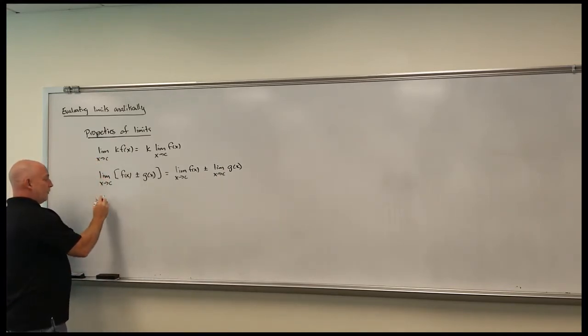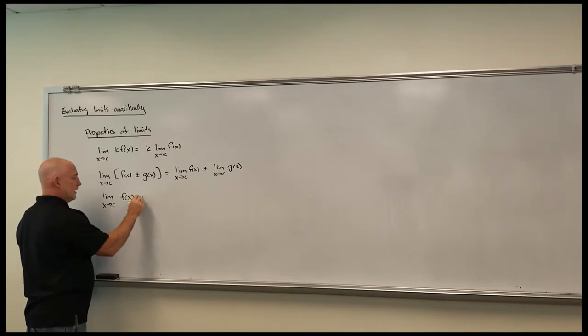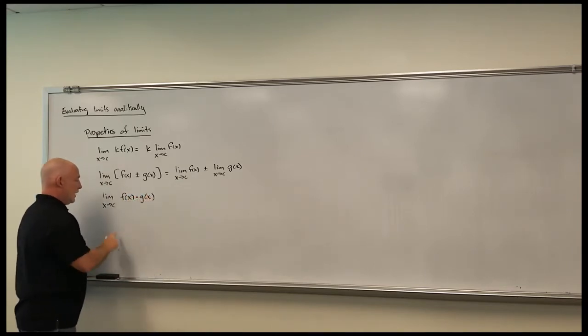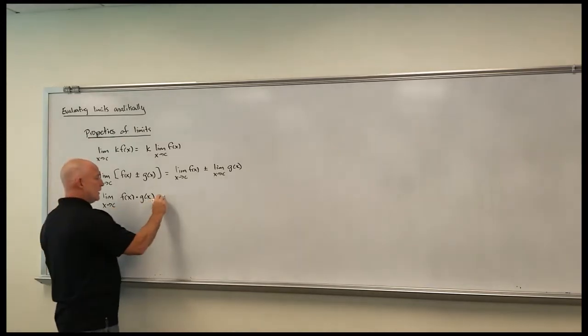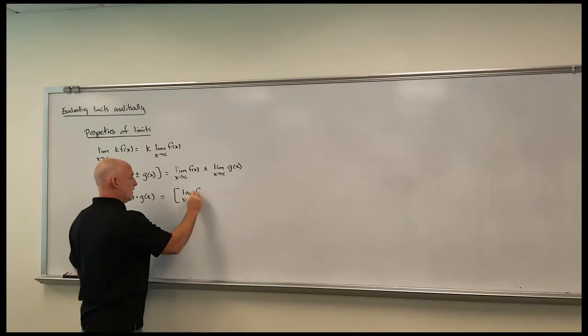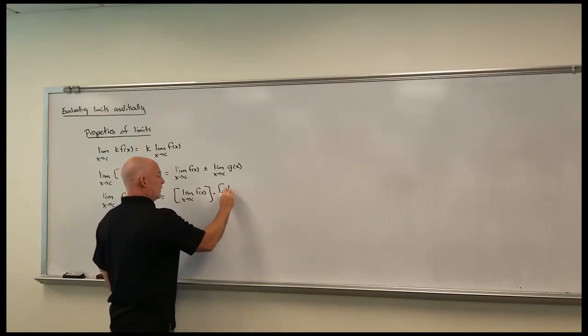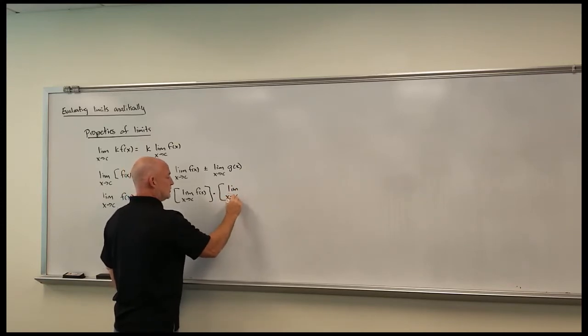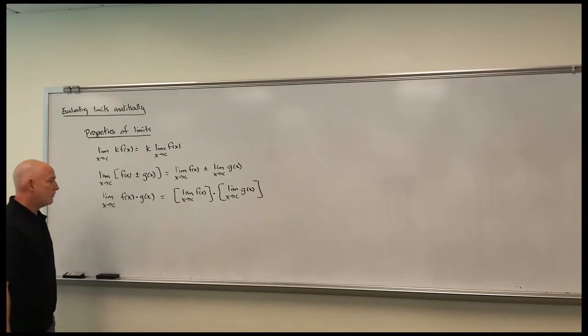This also works if we're doing the limit as x approaches c of f of x times g of x. If you're doing the limit of two things joined by multiplication, or the limit of a product, that just ends up being the limit as x approaches c of f of x times the limit as x approaches c of g of x. So that's quite helpful also.